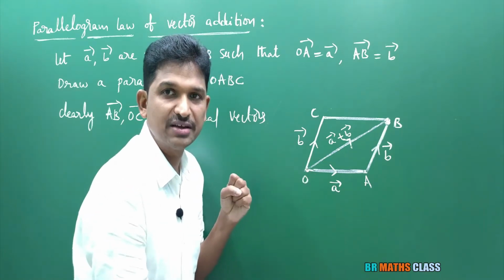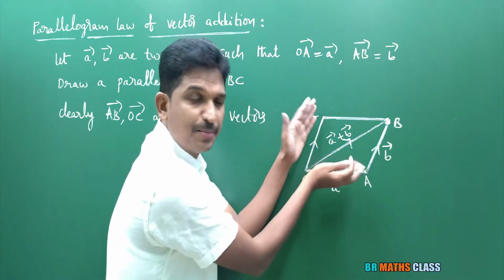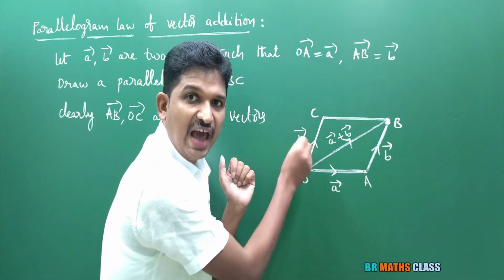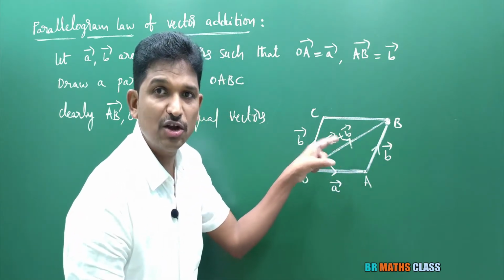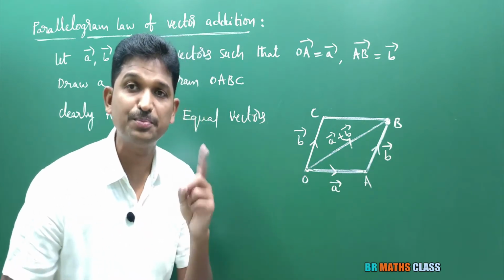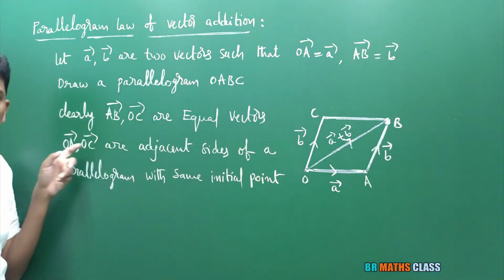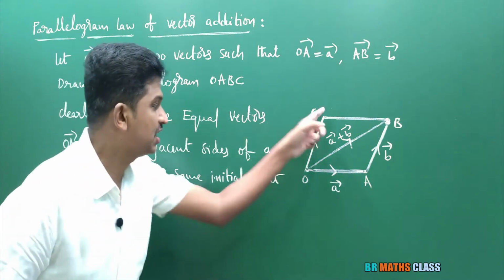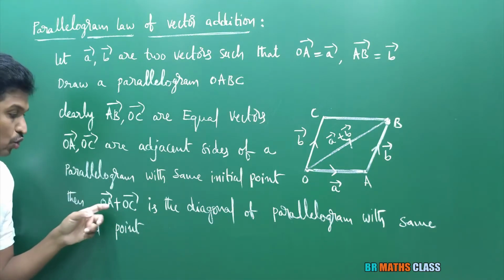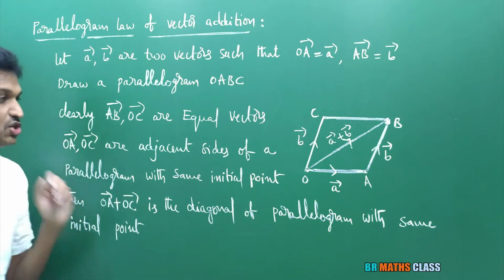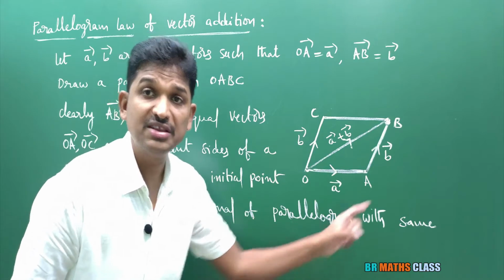You need to catch this point. Listen carefully. Here A bar, B bar are the adjacent sides of a parallelogram with the same initial point. When we add these two, A bar plus B bar is the diagonal of that parallelogram with the same initial point. This is known as the parallelogram law of vector addition. So here I'll write the same point. You observe OA bar, OC bar are the adjacent sides of a parallelogram with the same initial point. Then OA bar plus OC bar, the addition of these two vectors, is the diagonal of the parallelogram with the same initial point.